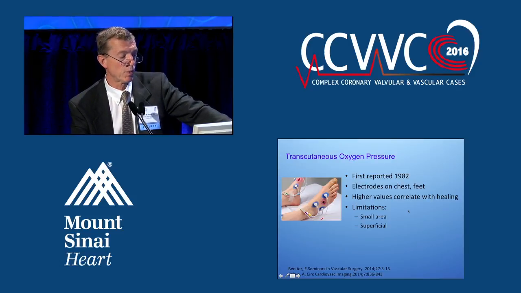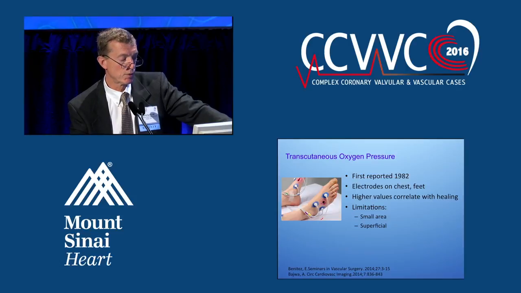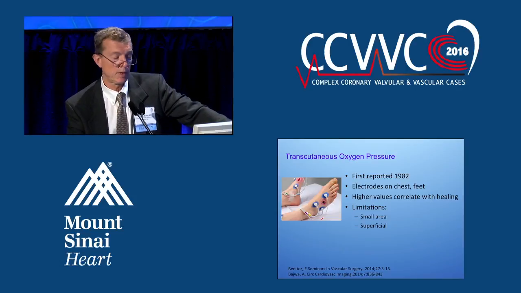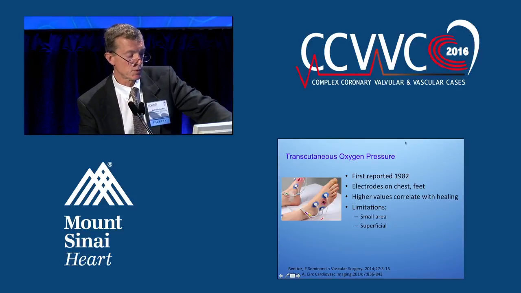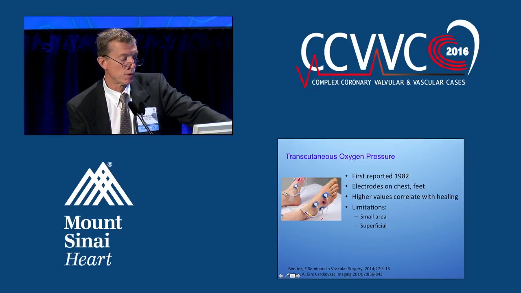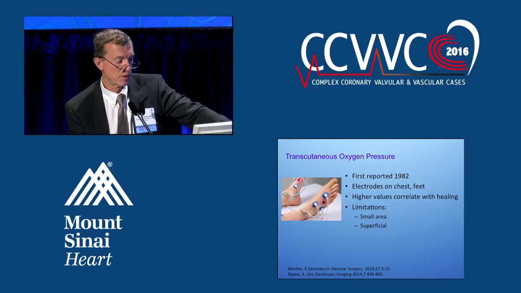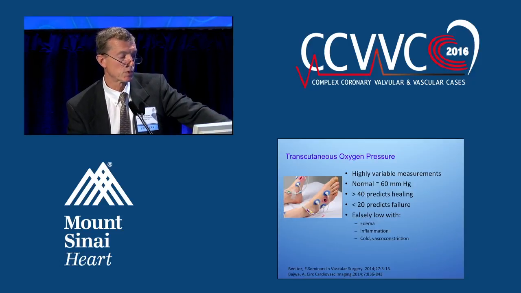TCPO2 was first reported in 1982. Essentially, the patient has electrodes put on the chest as kind of a comparator and then placed on the feet. And in general, higher values correlate with healing, either of ulcers or after amputation. But there are some limitations. One is that the electrode measures only a small area and it's very superficial. So we don't really get a deep tissue evaluation using the TCPO2 approach. The measurements can be quite variable.